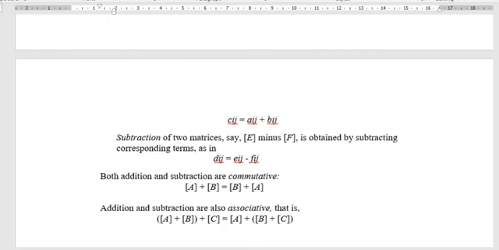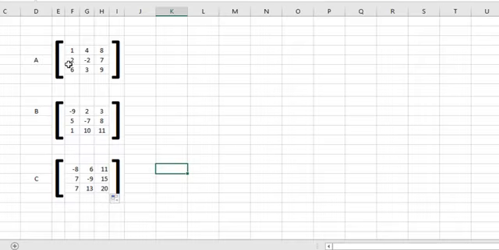And for subtraction of two matrices, say E minus F is obtained by subtracting corresponding terms, as in Dij is equal to Eij minus Fij. So both addition and subtraction are commutative. So A plus B is equal to B plus A. And addition and subtraction are also associative. That is A plus B plus C is equal to A plus B plus C. Okay, so for subtraction, ganun lang din. Parang pareho sa una. So by terms.